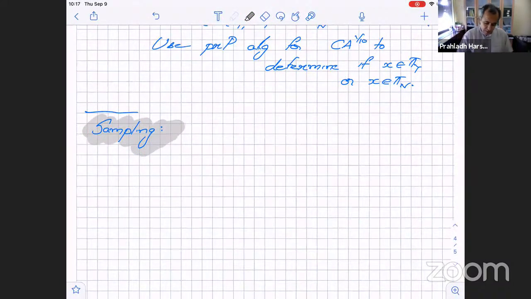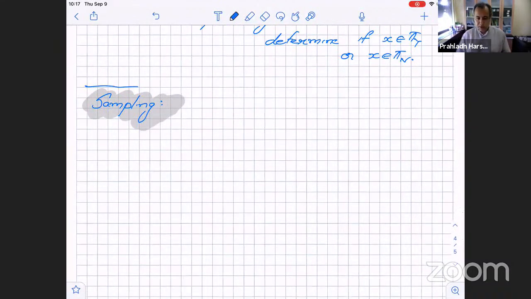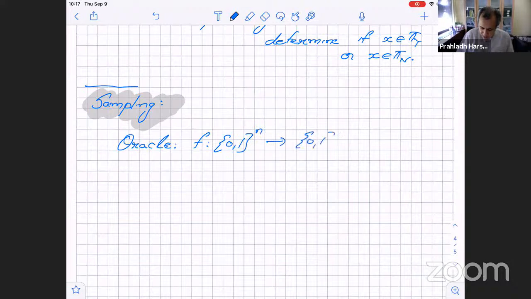So what was sampling? I'm going to say pictorially what sampling was. So what was the problem in sampling? There was an oracle F given on {0,1}^m to {0,1}. For reasons that will soon be clear, I'm going to change the notation from m to n from now onwards in the course. So there's an oracle, and actually it was not a {0,1} oracle, it could possibly return a real number.